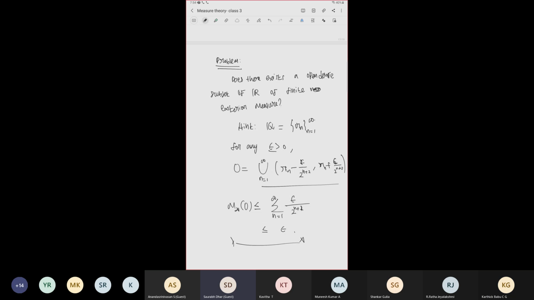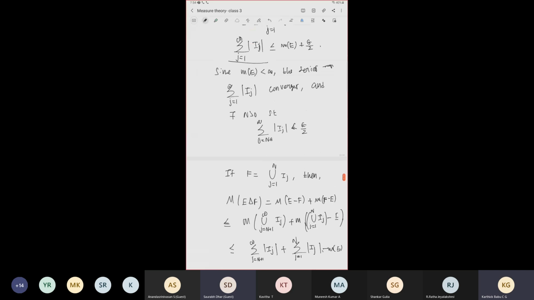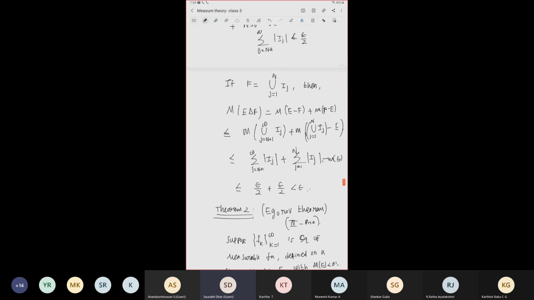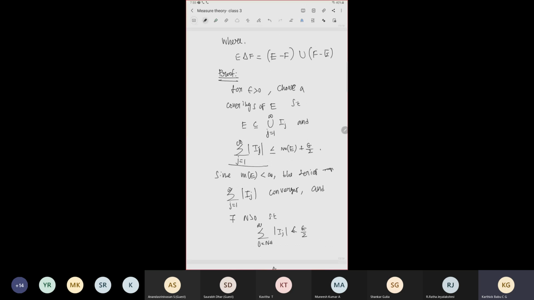In the theorem where you wrote the three principles, in theorem one, could you go there please? Where you use less than, since the sum from j equal to n plus 1 to infinity is less than epsilon by 2. But how do you get the other epsilon by 2? We chose the coverings in such a way that the sum of the lengths of the intervals is less than the measure of E plus epsilon by 2. Yes, this is possible because the measure is the infimum over all these coverings, so it is by the definition of infimum.